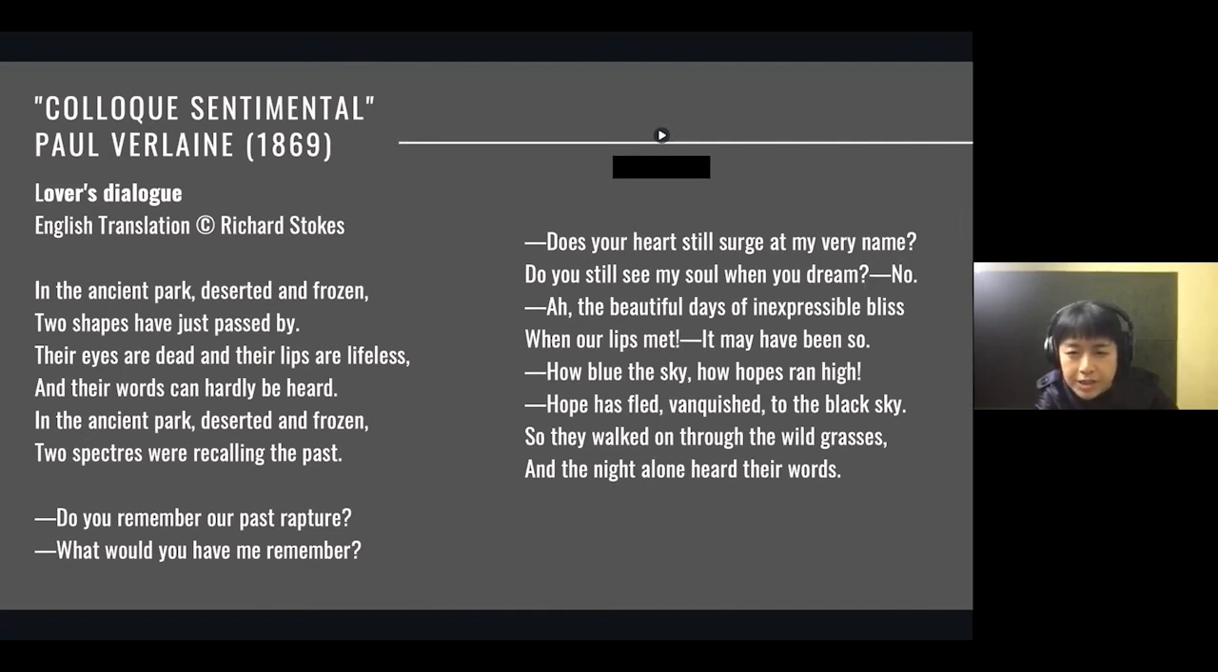So I'm going to read this very slowly. After I read it, I'm going to have you listen to the final passage while reading this again on your own. This is basically a conversation between two ghosts, two lovers who were once in love with each other, but now they're dead. When they appear again as ghosts, they have this conversation.